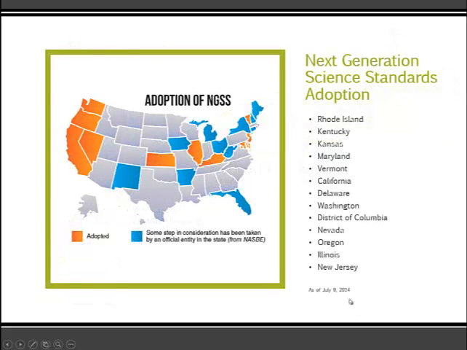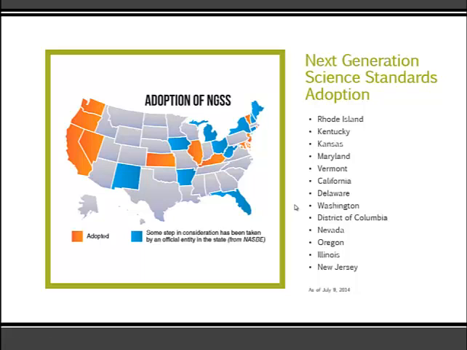So on the subject of adoption, as of July 9th, 2014, and I believe that this list is still accurate, I don't think any new states have been added since July 9th. This is the list of states that have adopted the Next Generation Science Standards, and on this diagram you can see that they are orange. In the blue states, some step has been taken towards adoption. They have not yet officially adopted the standards, but they've at least made known their intention, or they've begun the review.